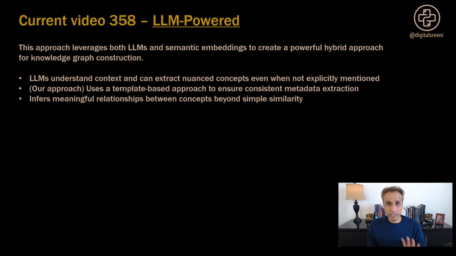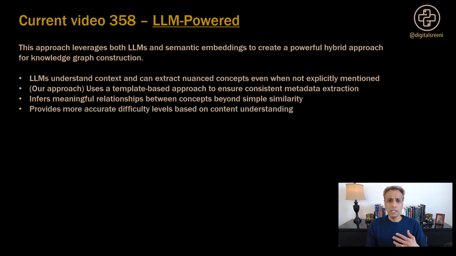Okay. And of course, LLMs infer meaningful relationships between concepts beyond simple similarity. Of course, similarity is one of the aspects that we're going to use, but large language models can also identify this to some extent, right? Also getting the difficulty level accurately, right? So is this advanced or is this not advanced? Is this a beginner? LLM can infer that information. I'm not saying LLM is better than a human, but if you have thousands and thousands of data, then LLMs can definitely automate this process.